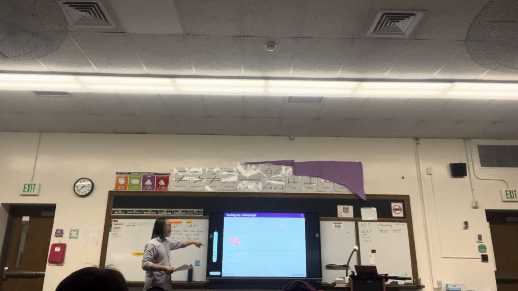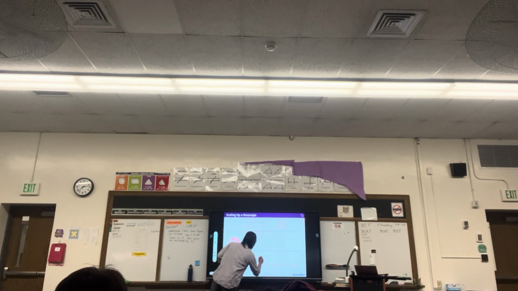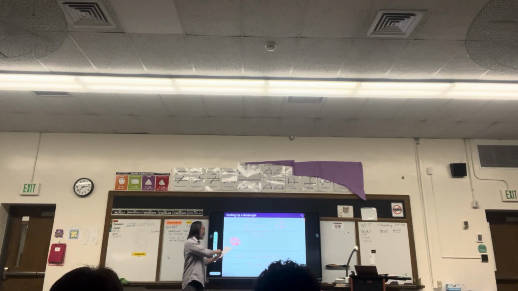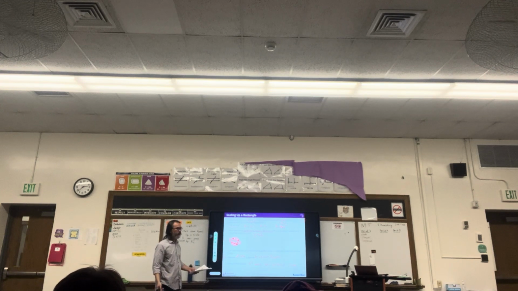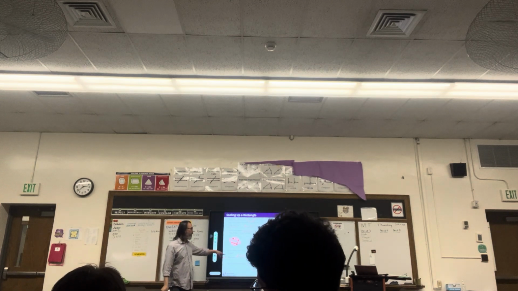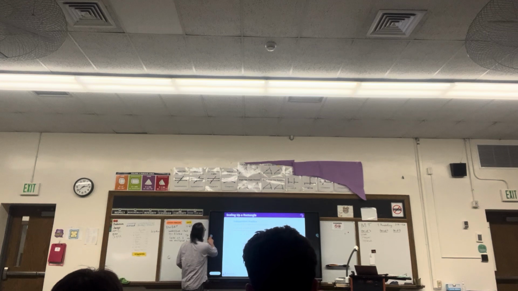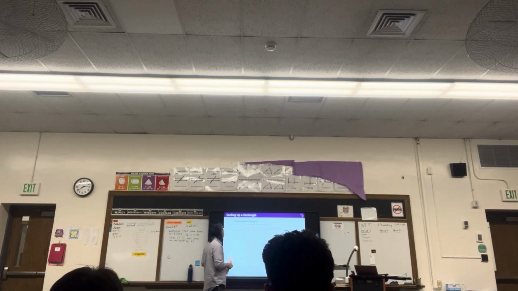So when we dilate a figure by k, the scale factor, the area of the dilated figure equals k squared times the area of the original. So when we dilate, we multiply the square of the scale factor by the original area. Alright, you're good. Okay.